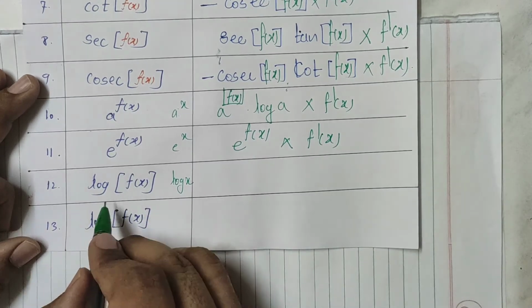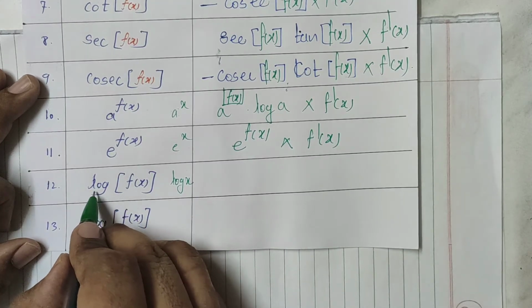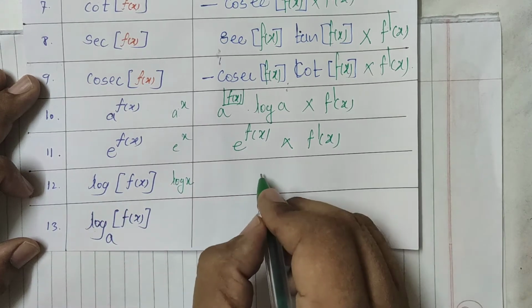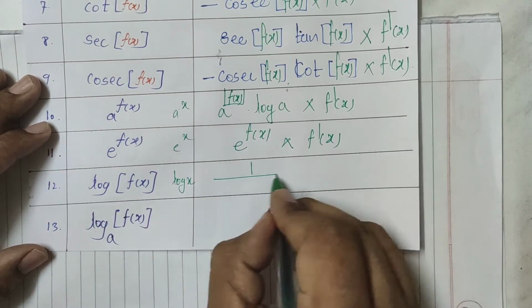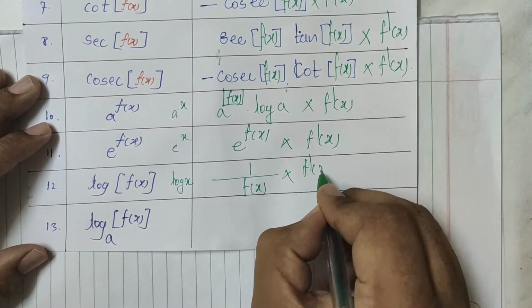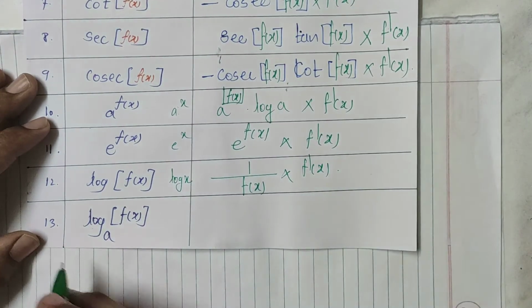The next example, log of f of x. The log x derivative is 1 upon x. So the log of f of x derivative is 1 upon f of x into multiplied by f dash of x.